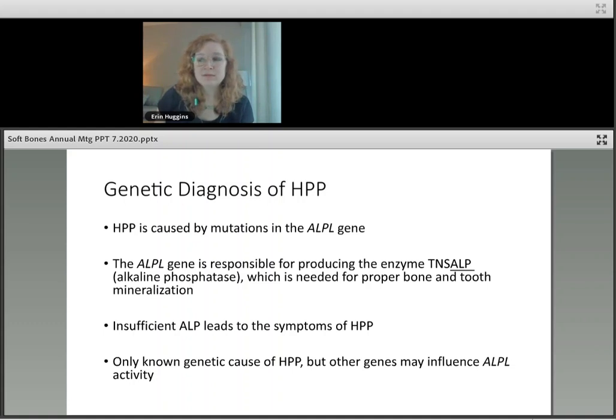So there's a couple of different research projects going on right now that I'm aware of looking at collagen genes. Those genes are involved in the buildup of the stuff that holds the bone and muscles together rather than the bones themselves. So there's some potential there for some modifying genes, but that is not something that we test for clinically at this time. But I do think as we go on down the road, we're going to be finding out a lot more information about genes that could modify the ALPL gene.